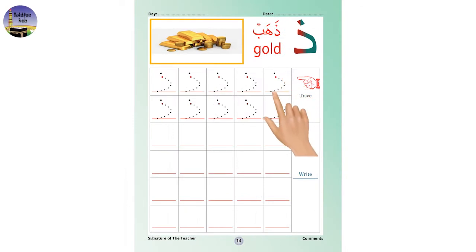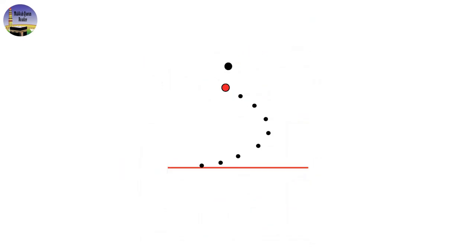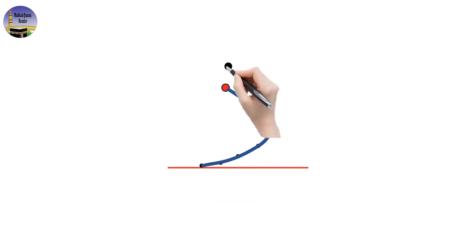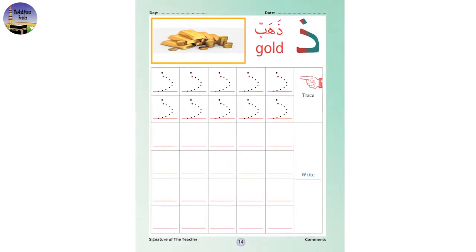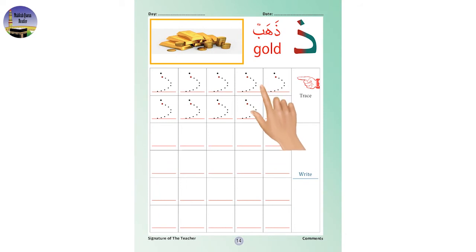There is a finger. It's shown you that Arabic starts from the right side. First one. Start from the red dot. Then slide down. Make a big curve in the left and touch the red line. Give one dot above the letter Zal.